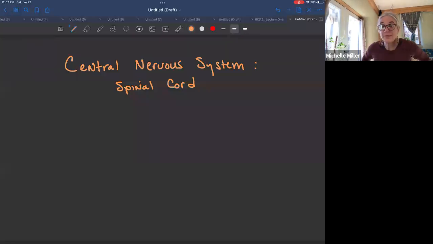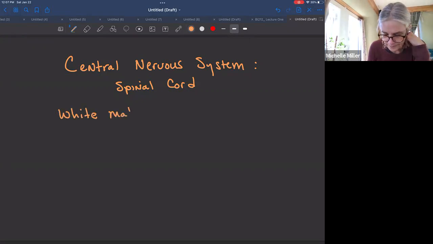The central nervous system includes the brain and the spinal cord. So we're going to talk about the spinal cord here. The spinal cord is interesting because it contains two different types of matter. When we talk about the spinal cord, we have what is called the white matter, which the brain can also have in it. And we have what is called gray matter.